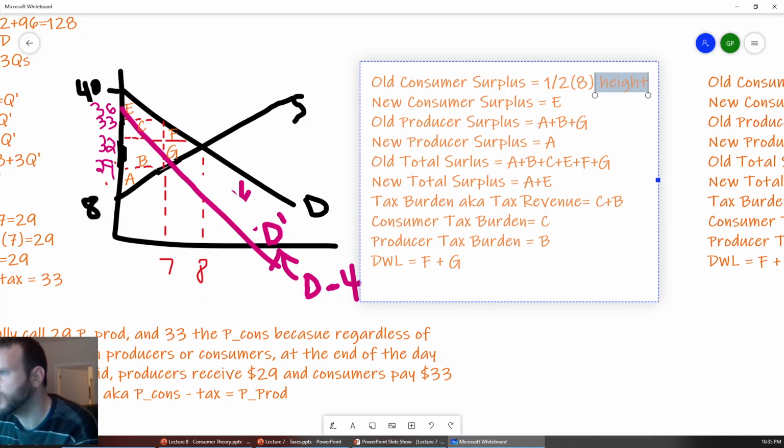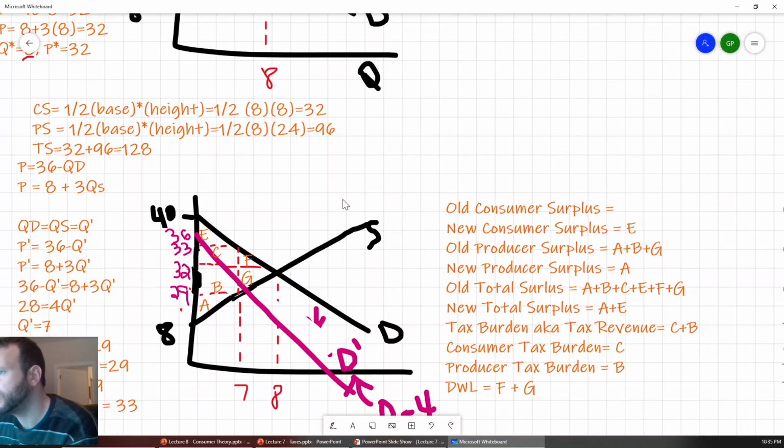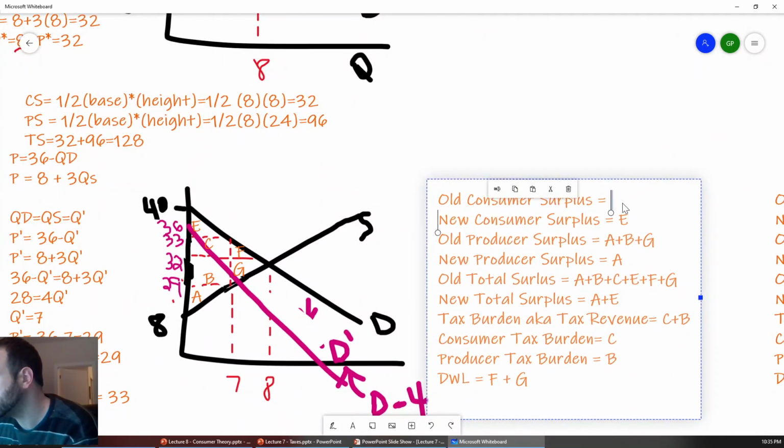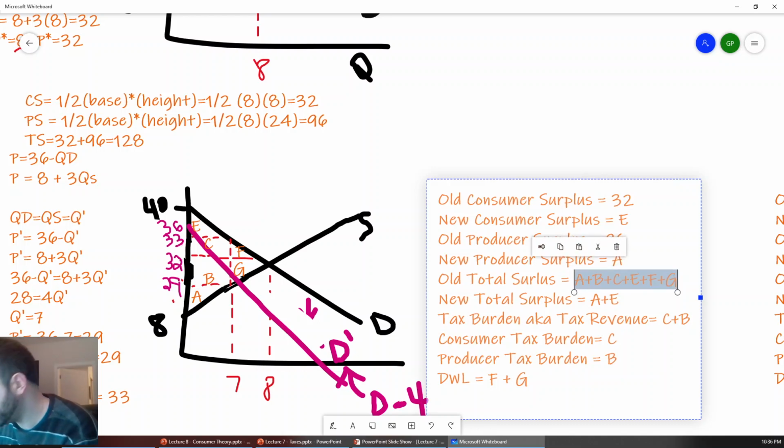The height is 40 minus 32, which was 8. I'm not going to resolve these ones again. So old consumer surplus is 32. Old producer surplus was 96. And old total surplus was 128. And that's just from before up here.